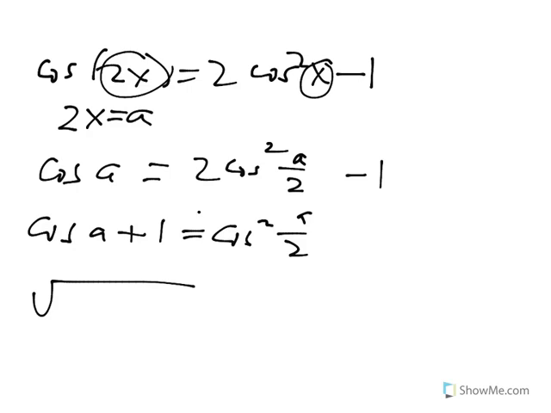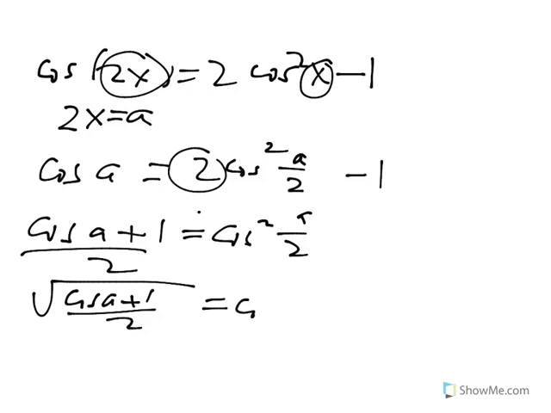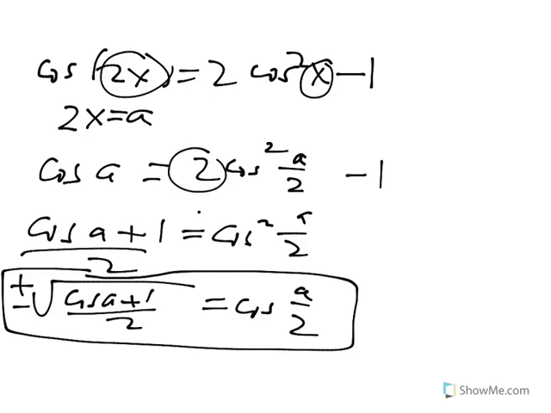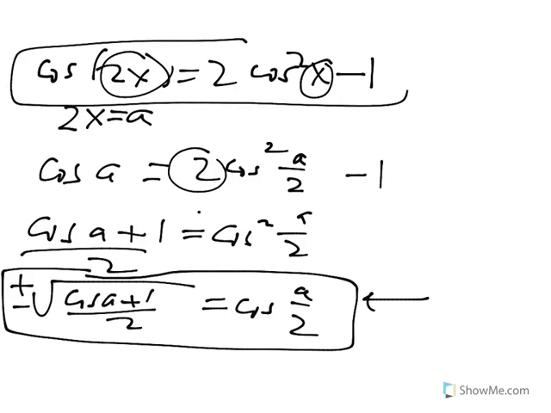Oops, I lost something. Sorry. Divide both sides by 2. I have to have this 2 get canceled out. And then take the square root. Again, this plus or minus, we'll see how that works later. But for now, there's the half angle formula. I started with the double angle formula for cosine.